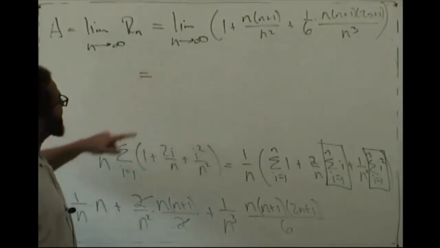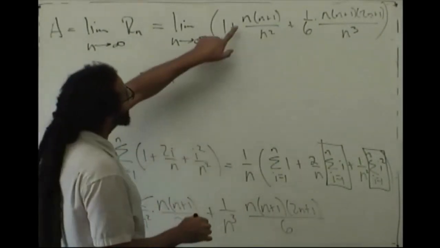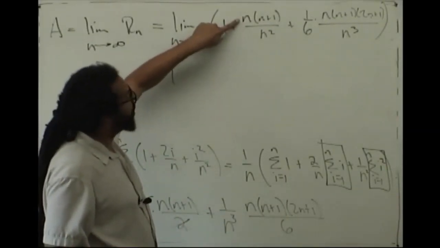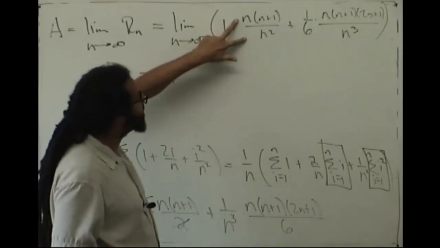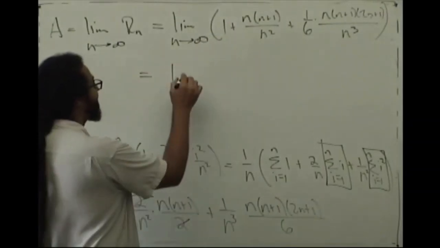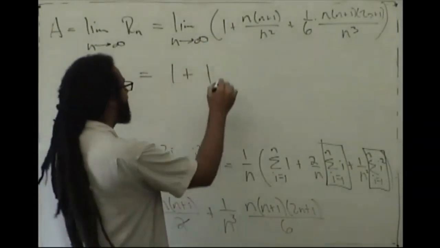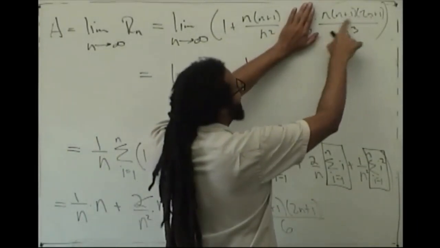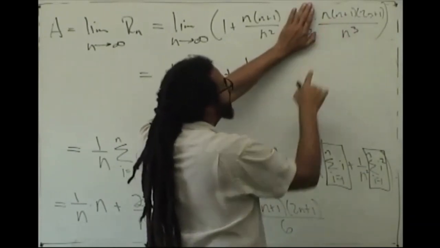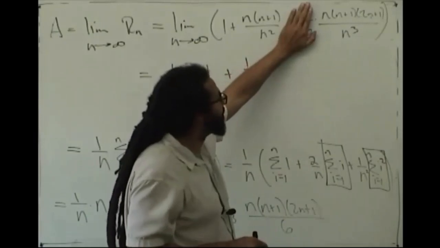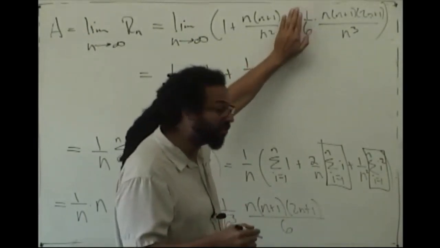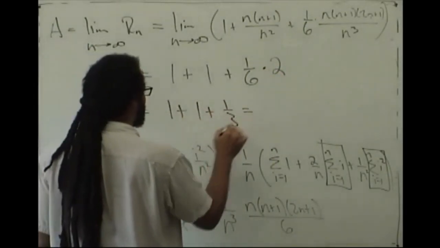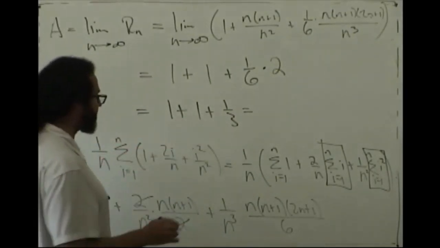Okay, so now what is each one of these things? Here I'm just going to get a 1. Here, this is really n squared plus n over n squared. The degrees of these two polynomials are the same, so the limit is just the ratio of the leading coefficients, so plus 1. And then plus 1 over 6 times, and here I get the polynomial whose leading term is 2n cubed over n cubed, so the limit as n goes to infinity is just going to be 2. So here I get 1 plus 1 plus 1/3, and so that's going to be 7/3.